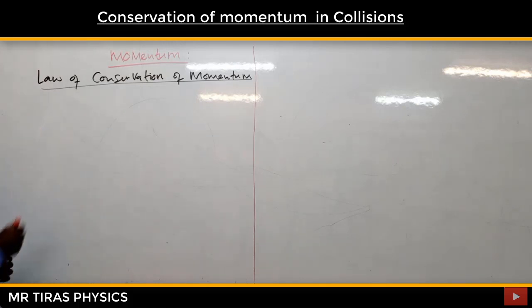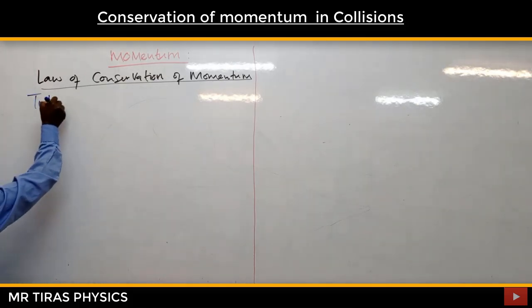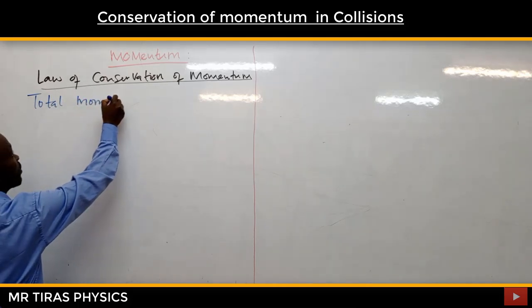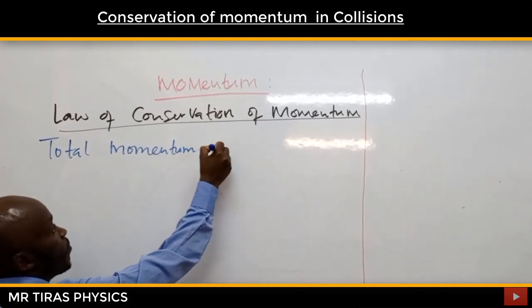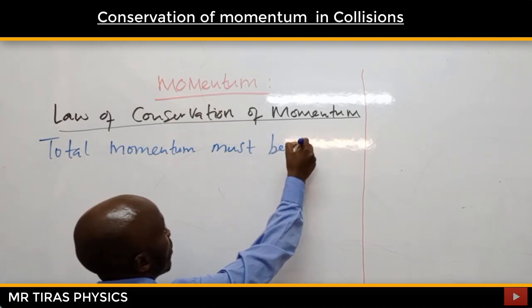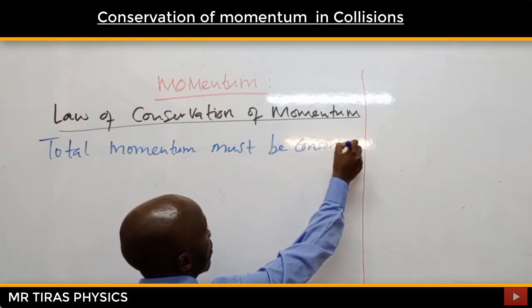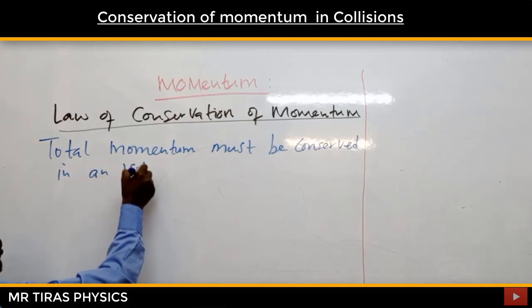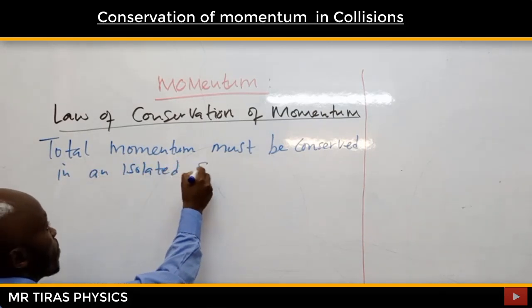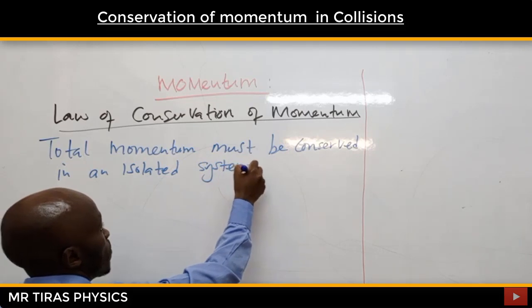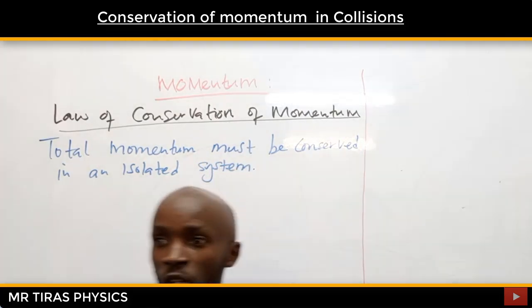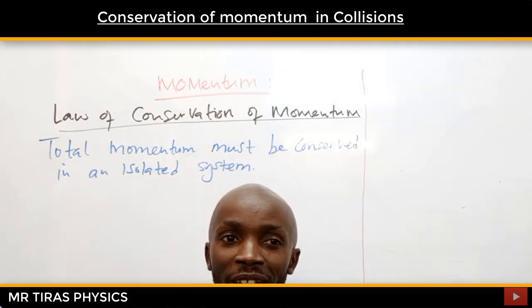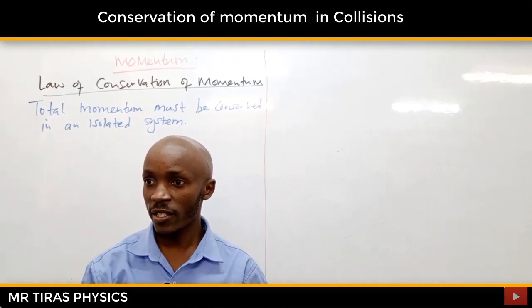So in a simple way, I will write here and say: total momentum must be conserved in an isolated system. That's it. Total momentum must be conserved in an isolated system.